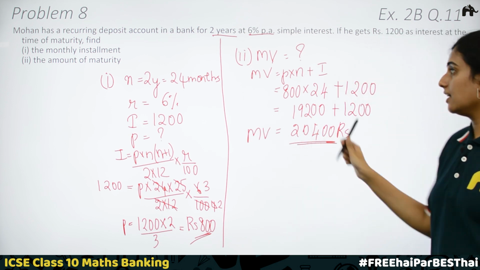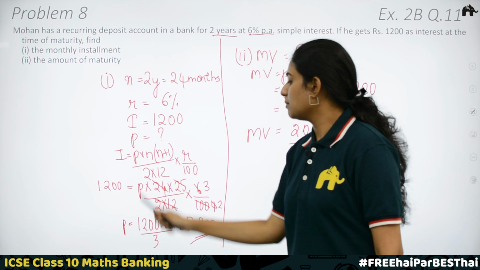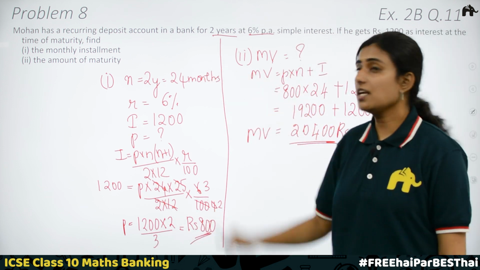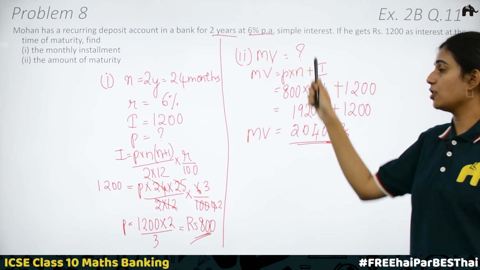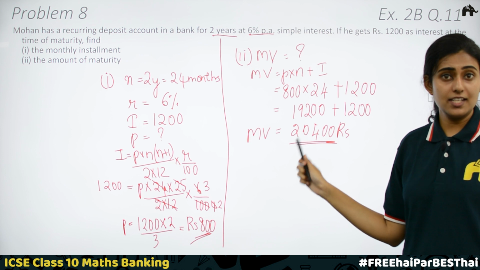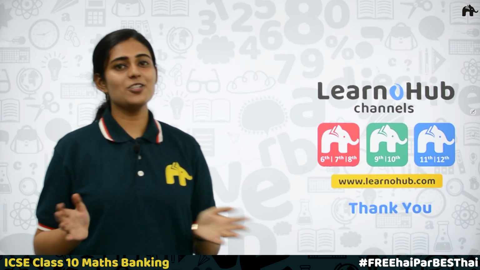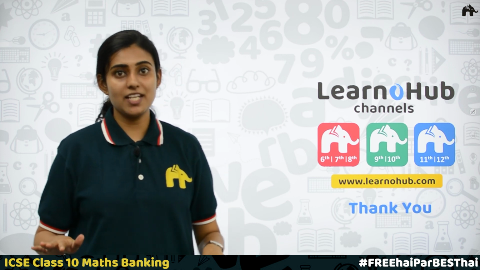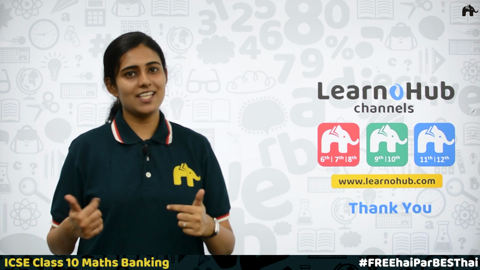Clear? Here in the first question, we determined the monthly installment P, and in the second part, we determined the maturity value. Clear? Any doubts? In today's class, we have solved together many problems from exercise 2B. By this, our chapter is complete. In the next video, I will be coming with the next chapter.